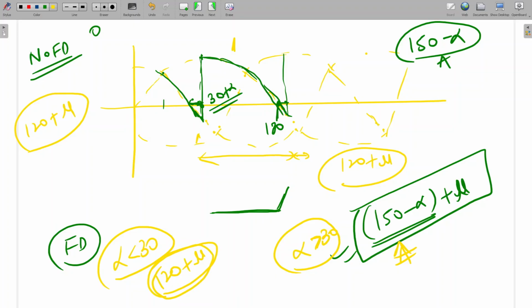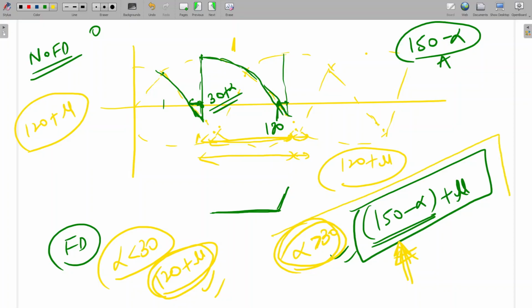Yes, sir. This one is for no freewheeling diode. If the freewheeling diode is not there, for this case also it will be the same, because this is 120 degree from here to here, and it will conduct for 120 degree plus some mu. So only for the freewheeling diode case, with alpha greater than 30 degree, this formula is correct.